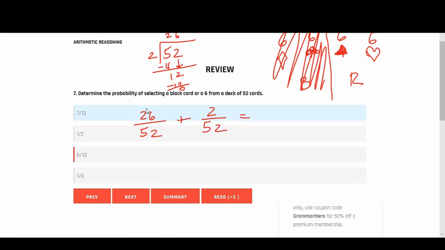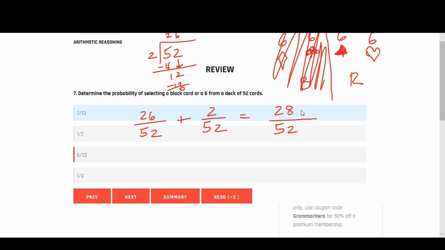Okay? So in other words, we have to add these fractions now. To add fractions, you just ensure that the denominators, or these bases, are the same, and then you just add straight across with the numerators. 26 plus 2 is 28 over 52. So in other words, the odds of picking a black card, which is 1/2, or a 6, which is 2 out of 52, in light of the fact that 2 of the black 6s were contained in this number, is 28 out of 52.